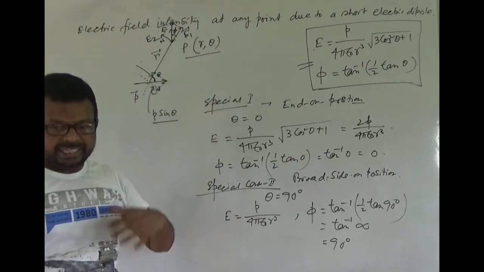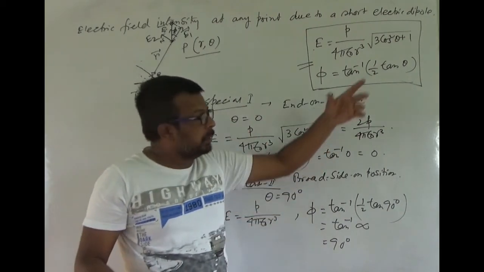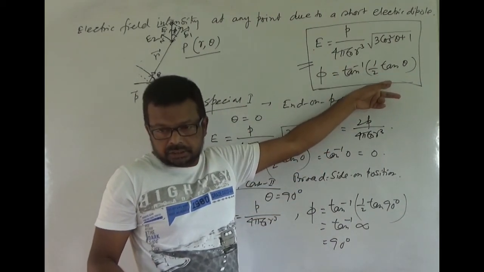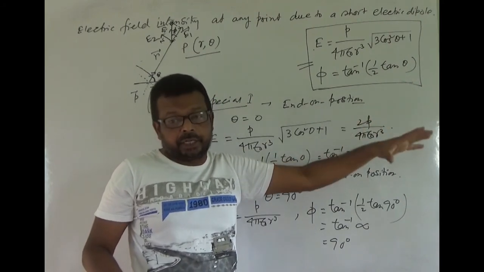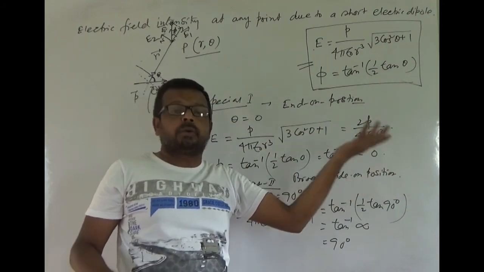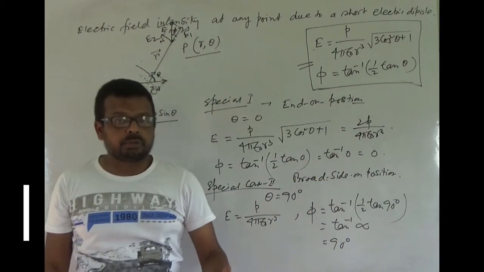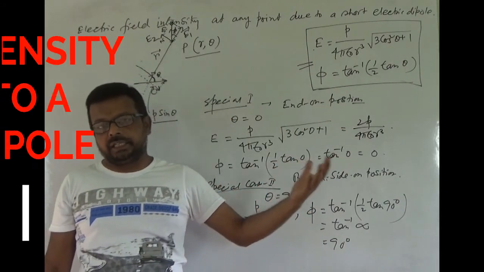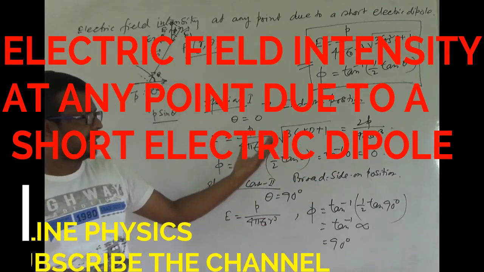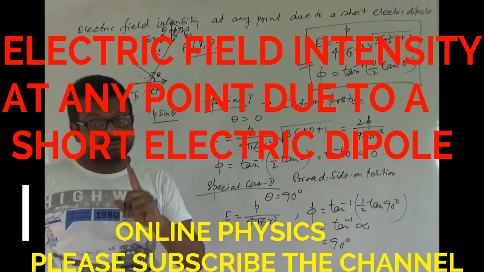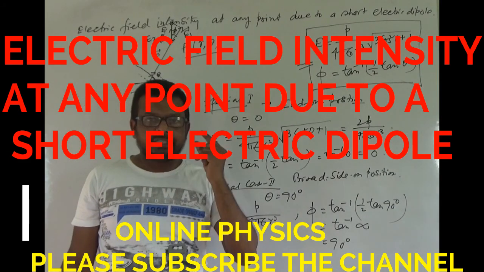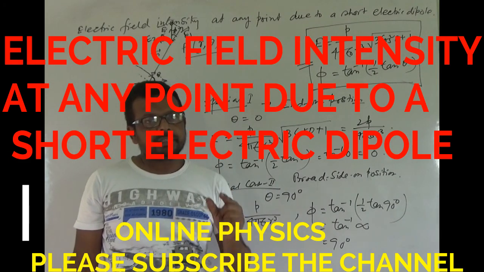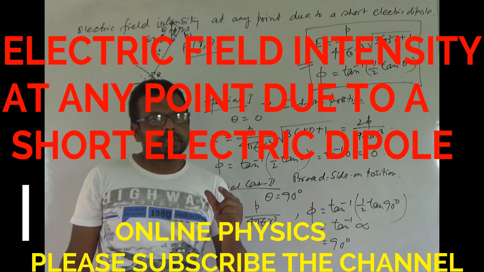Now, if you just remember this result, you will get the electric field intensity at any point, whether it is on the end-on position or whether it is on the broadside on position. That means whether it is on the axial point or in the equatorial plane. You will get the result due to short dipole. Mind it, due to a short dipole. Short dipole means length of the dipole is very less compared to the distance of the field point from the center of the electric dipole.